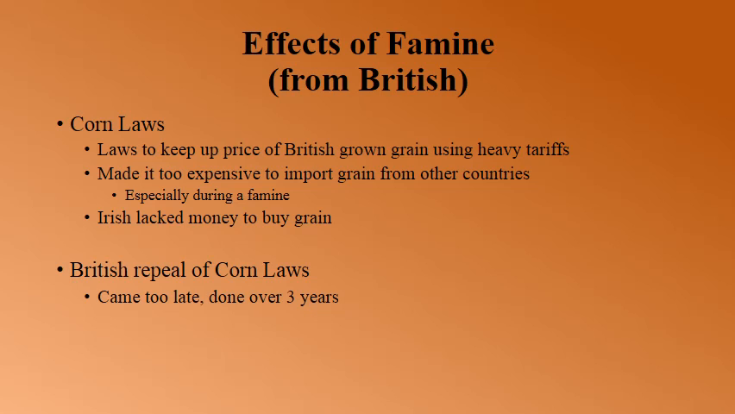So more on the effects of the famine from the British. At the beginning of the famine, the British still had the Corn Laws, and those were laws enacted to keep up the price of British-grown grain by imposing heavy tariffs on all imported grain. It made it too expensive to import grain from other countries, especially during the famine, because under the Corn Laws, large amounts of cheap foreign grain needed for Ireland would be far too expensive for them to buy. And the Irish lacked money to buy any imported grain, so that's really where a lot of their starvation was coming from, just because they couldn't purchase any of their needs with these laws.